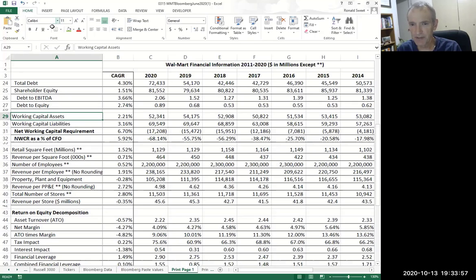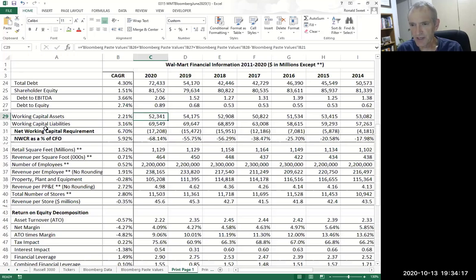And then working capital liabilities, I do take off a lot of points if students try to explain their net working capital requirement by talking about debt. There is no debt in working capital liabilities. So debt cannot explain why it's going up or down. Some students would say, well, they paid off some debt last year. That's probably why their working capital did better. No, that makes no sense.